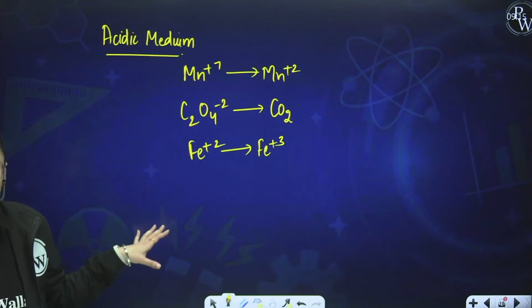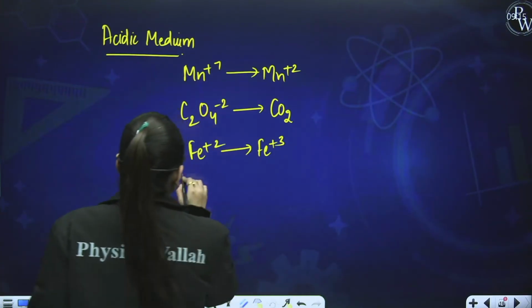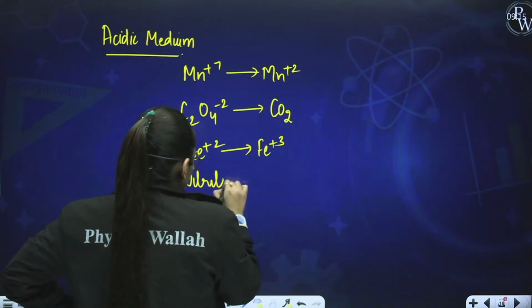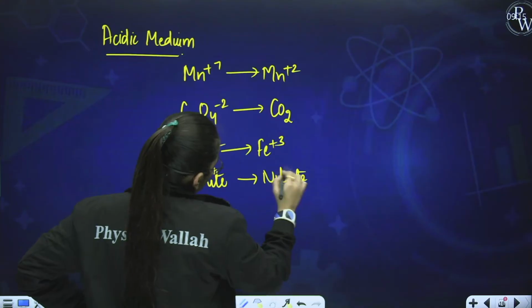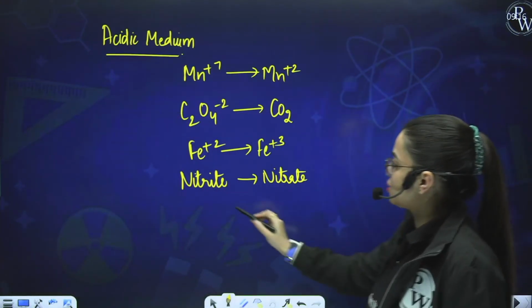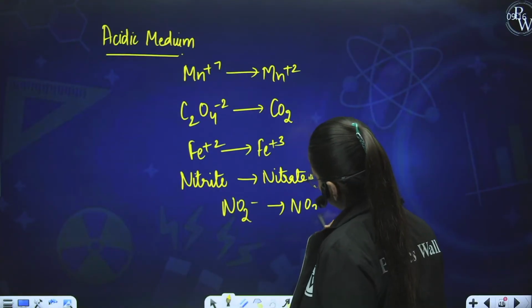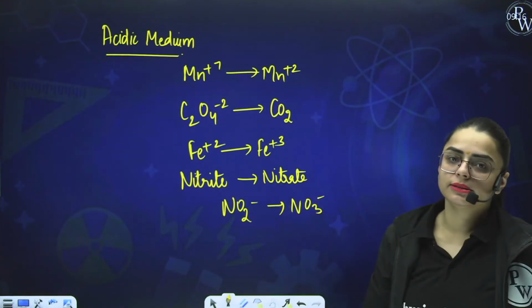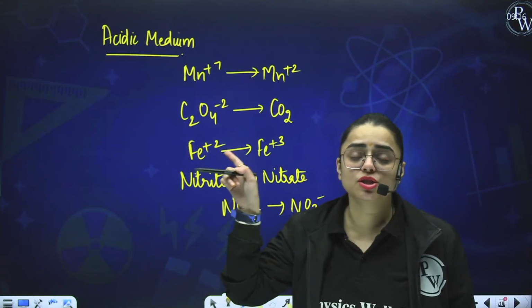There are further examples. For example, it will convert nitrite into nitrate. All of the reactions you can even mark in NCERT. Now you can write the reaction. It is NO2 minus into NO3 minus. Is it clear to you all? This acts in acidic medium in the presence of H positive.